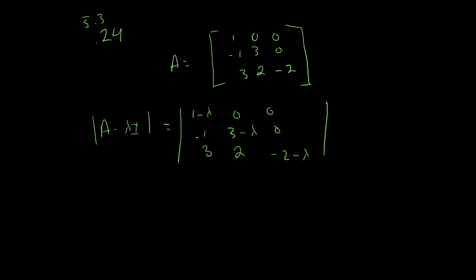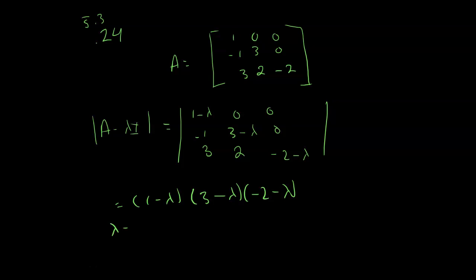I'm just going to expand across the top row. So this would give me a 1 minus lambda times the determinant of that lower, sort of 2 by 2, in the bottom right corner, which would be 3 minus lambda, negative 2 minus lambda. And that's all I have. So notice this is, sure, cubic, but it's already in factored form. All our work is done, which is really, really helpful.